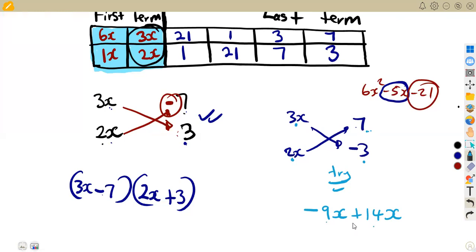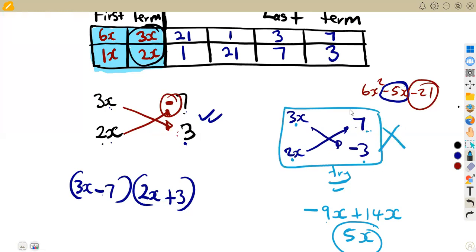I want you to do this on your calculator. Add. Minus 9 plus 14. Can you add? What are you getting? 5x, not minus 5x. It's a positive 5x. So this one is wrong. This combination is wrong. It's a wrong combination because it must give us the middle term.